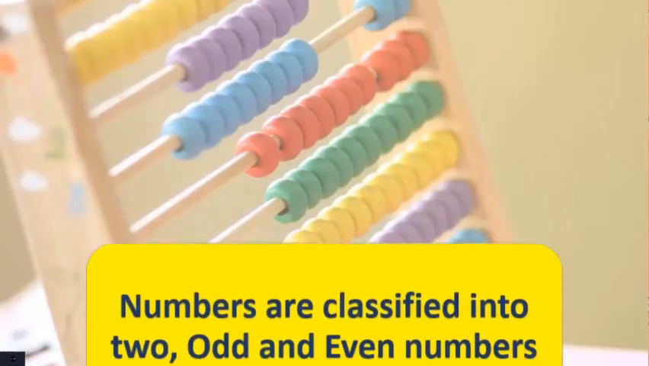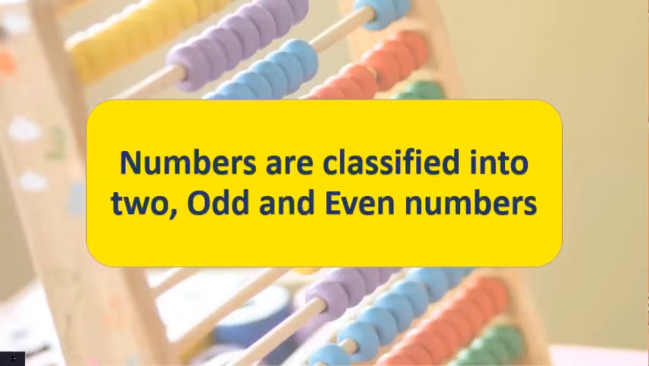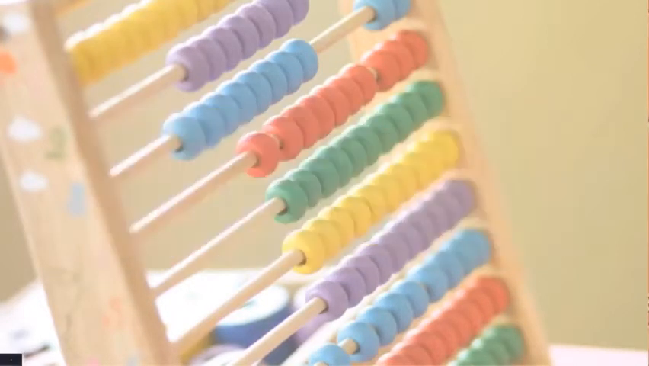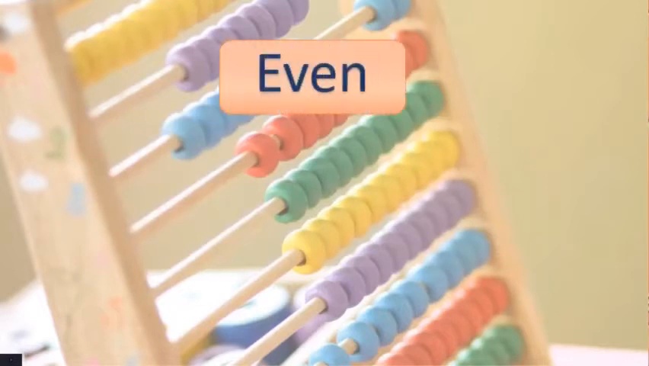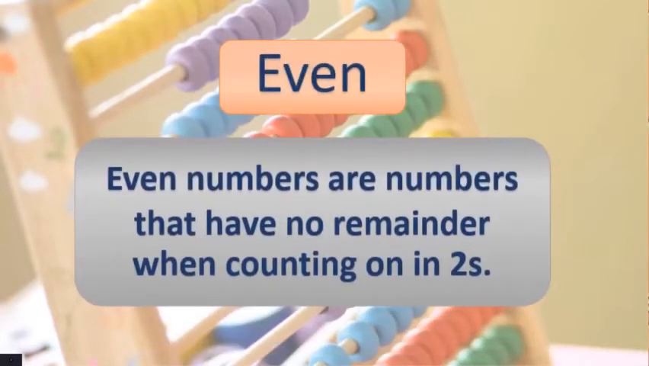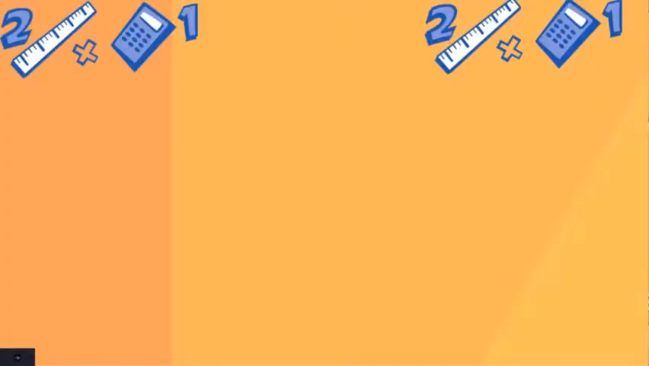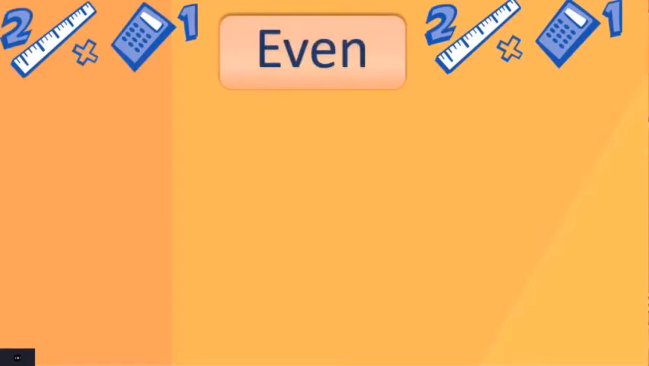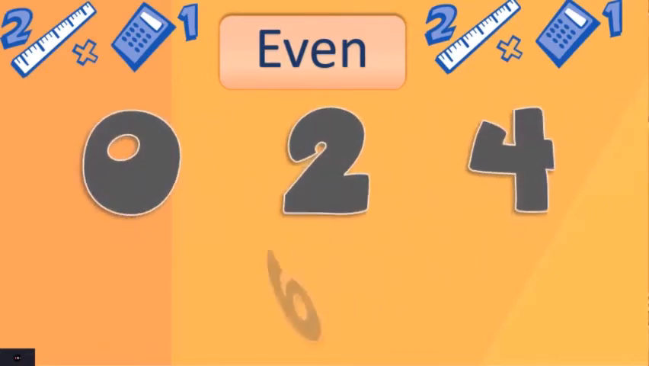Numbers are classified into two. It could be odd and even numbers. Even numbers are numbers that have no remainder when counting on in twos. These are the examples of even numbers. Numbers that end with these digits are called even numbers: 0, 2, 4, 6, and 8.